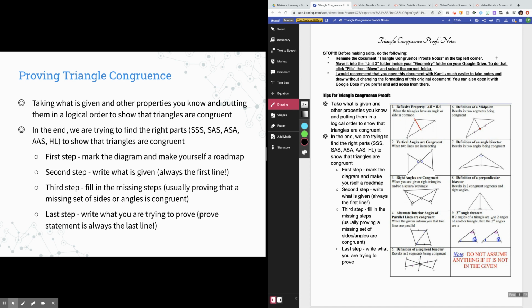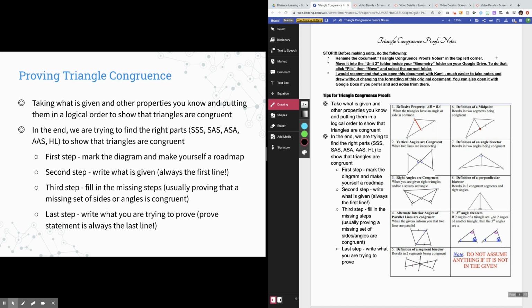And we take them and put them in a logical order to figure out if the triangles are congruent, okay? When you do triangle congruence proofs, essentially you're trying to find the right parts to show that the triangles are congruent, right? So we're trying to find three sets of corresponding sides, or two sets of sides and an angle in between them for SAS, or a hypotenuse and a leg for right triangles, okay?